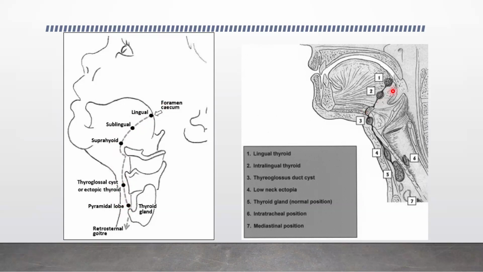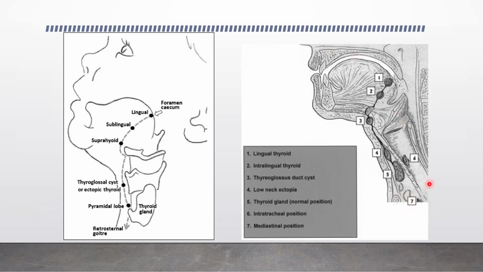What are some of the anomalies then? You can have ectopic lingual thyroid glands. You can have intralingual thyroid glands. You can have a thyroglossal duct cyst. Then you can have a low neck ectopia. Then you can have the normal location of the thyroid gland. You can have an intratracheal position of the thyroid gland. And then also you can have the thyroid gland descending downwards more than it was supposed to, giving a mediastinal thyroid gland.